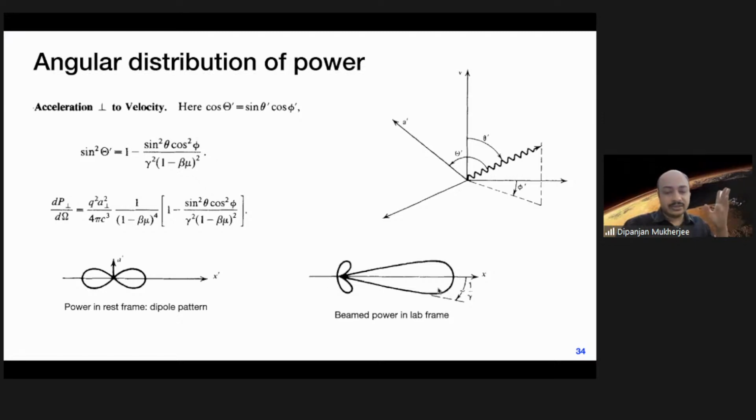This is constant. So essentially, what we say is that charged particles moving at very high velocities have beamed radiation, and the radiation is always beamed along a cone of 1 by gamma.